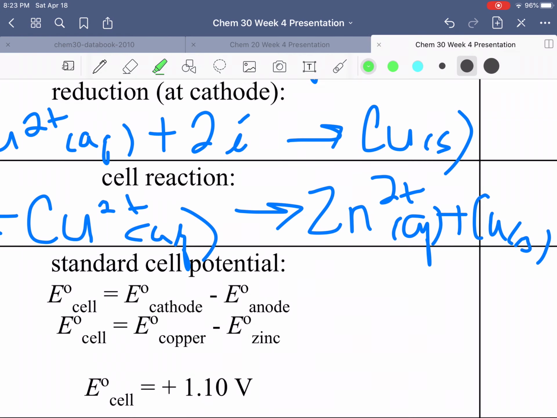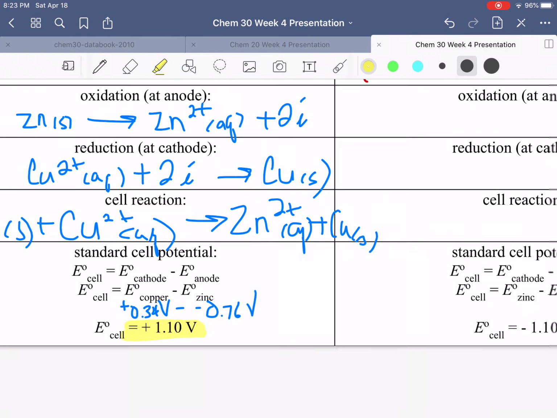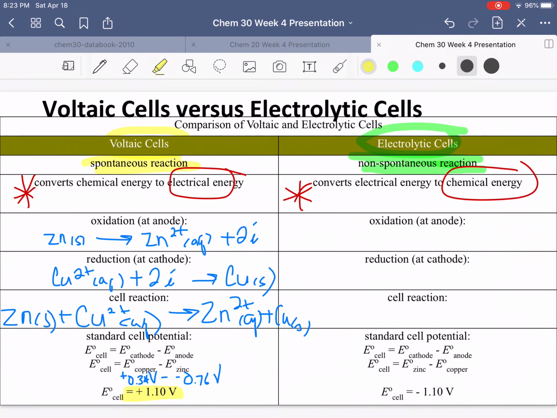All right, so we can plug these in to our actual ones. So copper was positive 0.34 volts, minus for zinc, negative 0.76 volts. And lo and behold, we end up with our positive 1.10 volts. Spontaneous, good to go. Okay, compare that to the forced electrolytic cell when we attached a power supply.